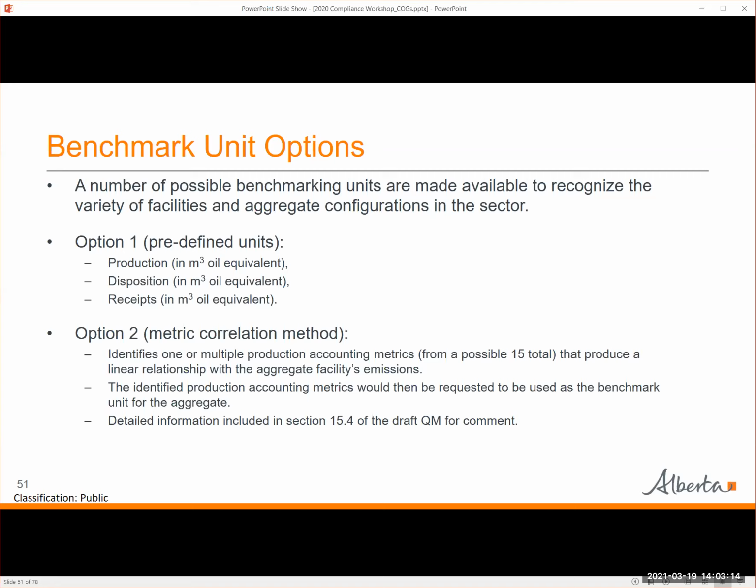And then we also have put forward option two, which has a little bit more flexibility. So that basically allows you to combine, potentially multiple production accounting metrics from Petronex in order to produce something that correlates better with the facility's emissions. So that's primarily for use where option one fails to create a reasonable correlation against emissions. That's really the case where we'd start to explore option two to see if there's another combination of production metrics from Petronex that's going to work better.